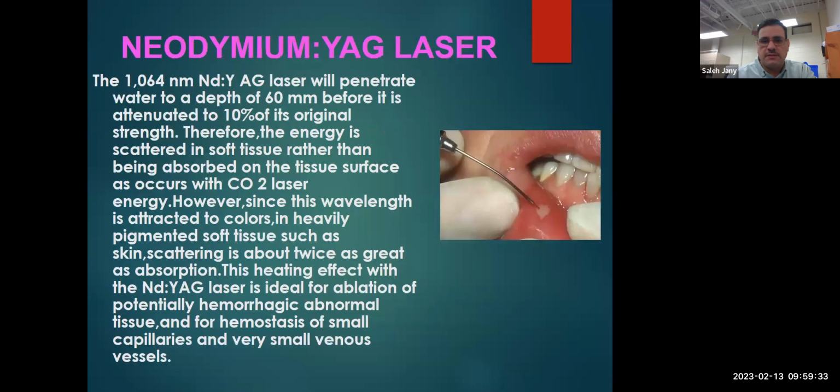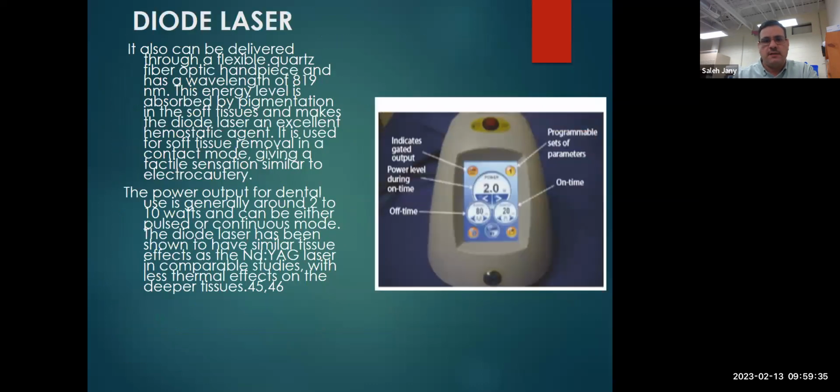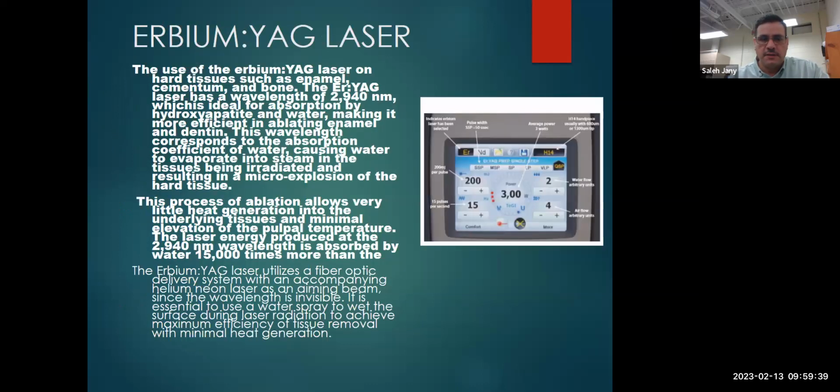This is the carbon dioxide laser. This is Nd:YAG. This is the diode laser. This is erbium YAG, and this is the control panel. It's very easy. You can tell this is the energy. This is the average. This is the cooling water. There's a flow of water and a flow of air.